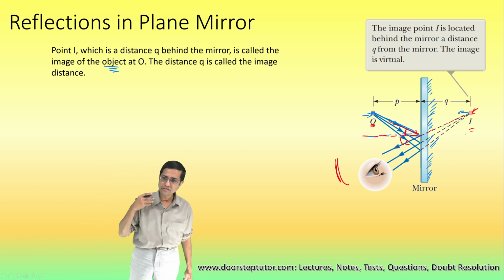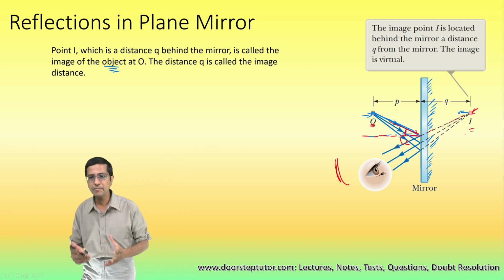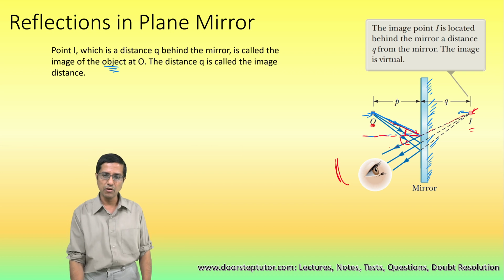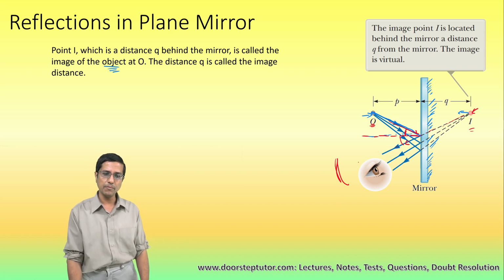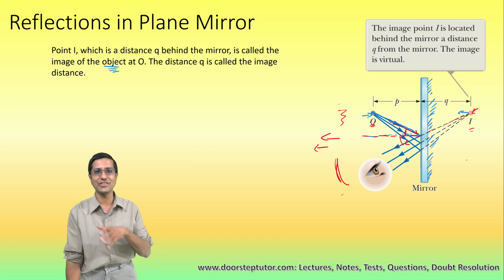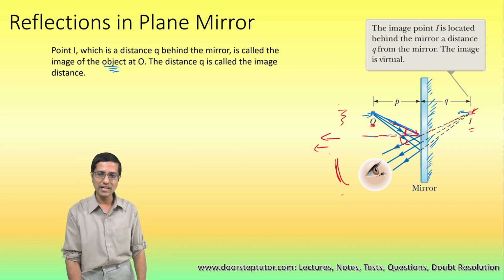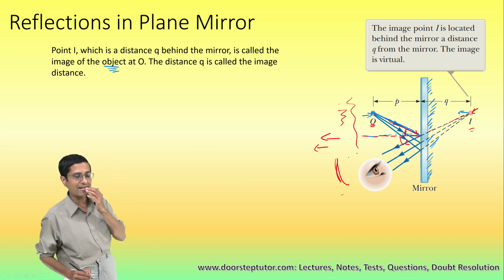This is the image of the object, and in the next class we will understand that this is not the real image. The real image would be formed if these rays of light were to intersect at some point on this side of the mirror, where the light is actually coming from. This is the lighted region, and behind the mirror it is dark. If the rays of light were able to meet in this region, then we would have called the image a real image.